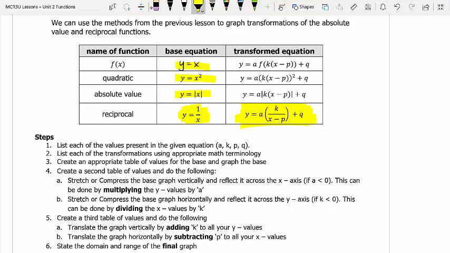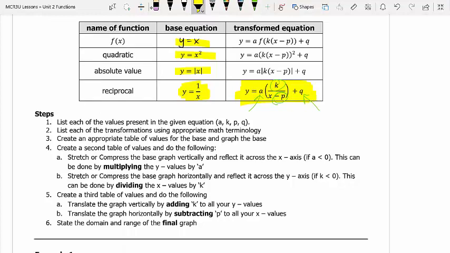Things to keep in mind: your k value is found in the numerator of that fraction, your p value is found in the denominator, and as usual your a and q are outside of the brackets. These steps are the same as yesterday's steps. The only thing I want to reiterate is that if a function has an a value, you apply that a value by multiplying all the y values in the table of values by the value of a.